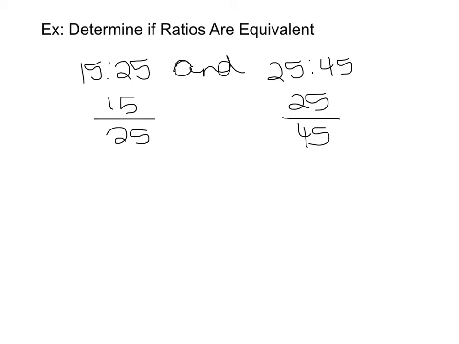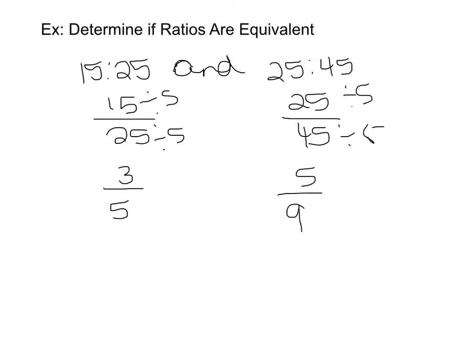So looking at our first ratio, 15 to 25, I see that both the 15 and the 25 have 5 as a divisor. So I can divide all numbers in my ratio by 5, and I get the ratio 3 to 5. I also see that 25 and 45 have a common divisor of 5. So I can divide both of those numbers by 5, and I get 5 to 9.